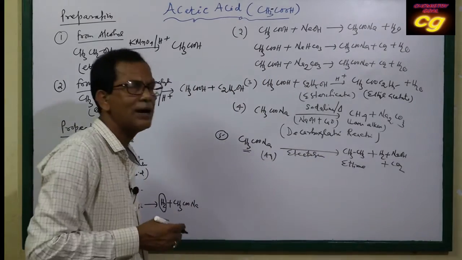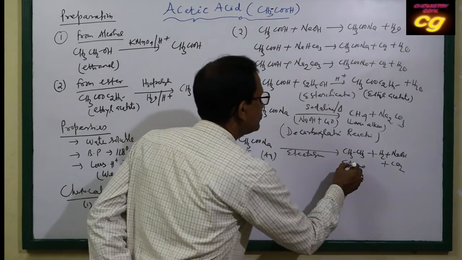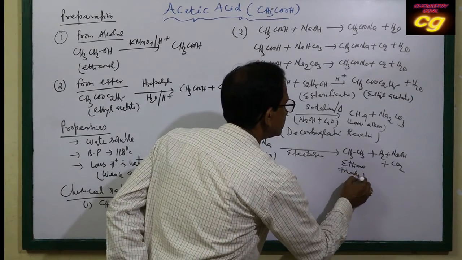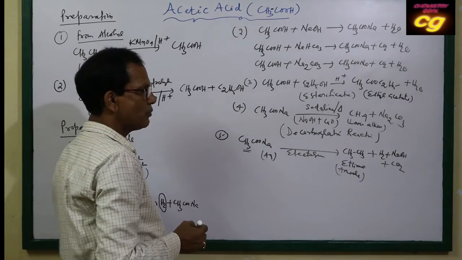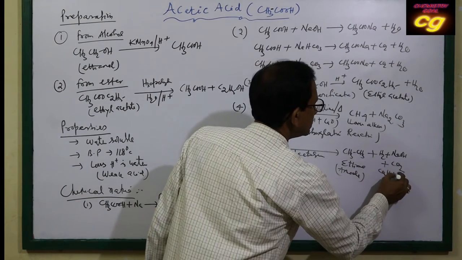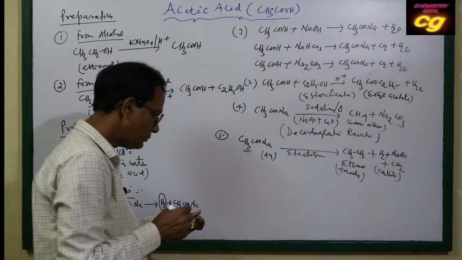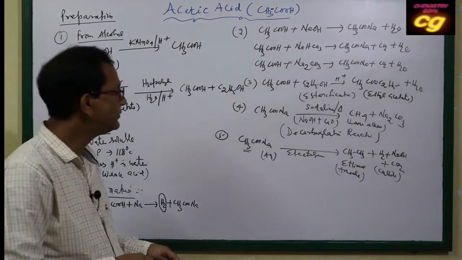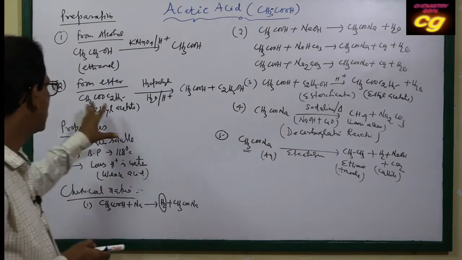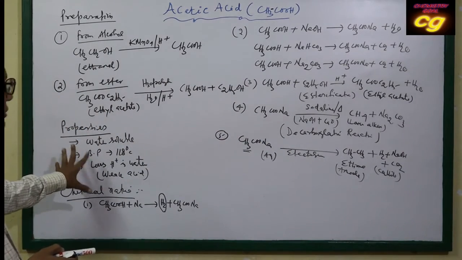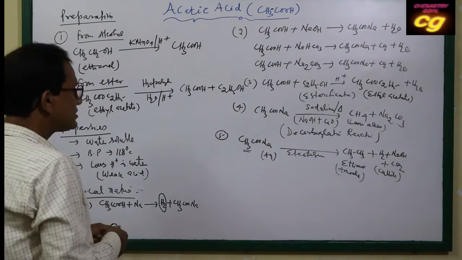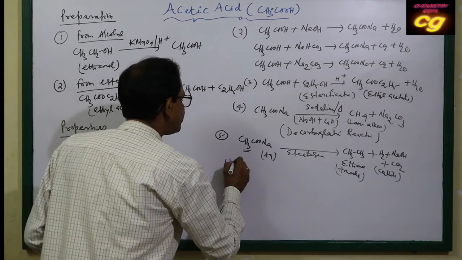Ethane is produced at the anode, and hydrogen gas is produced at the cathode. So these are some important chemical properties of acetic acid. And we discussed the chemical properties, the preparation, and the physical properties. Then the uses of acetic acid.